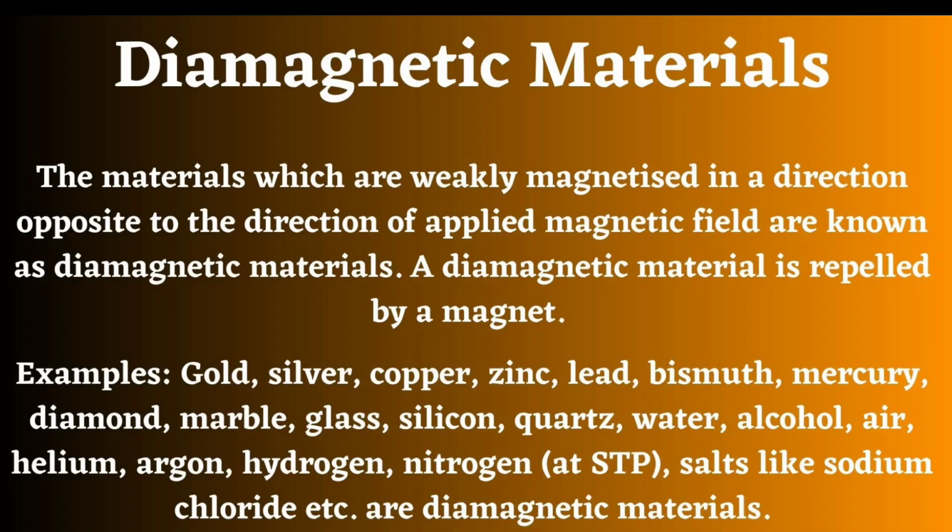So Faraday divides the magnetic materials into three different classes according to their magnetic behavior. The first one is the diamagnetic materials. Whenever there is an applied magnetic field, these materials get weakly magnetized but in a direction opposite to the direction of applied magnetic field. So we can say that a diamagnetic material is repelled by a magnet. For example, gold, silver and many others are given in the slide.